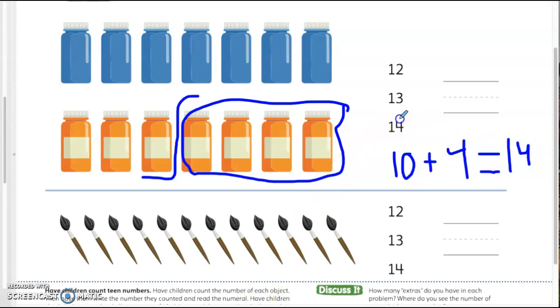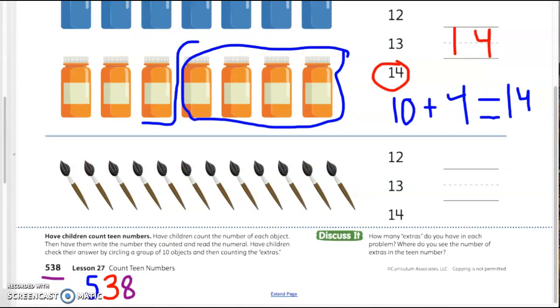This number right here. Okay. So what I'm going to invite you to do is go around your house and count teen objects. Like maybe get out some Legos and see if you can count and start adding Legos. Put a group of 10 and then start adding to your pile of 10 so you get any number between 11 and 20. I skipped ahead a couple of pages, so you may have to just find 538. But this whole lesson is doing that, finding things that you can count to teen numbers.